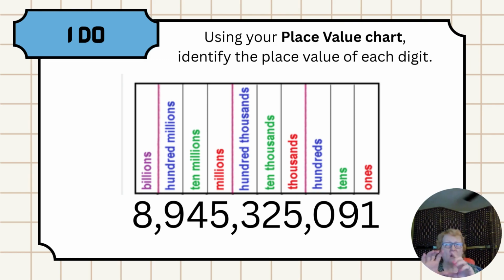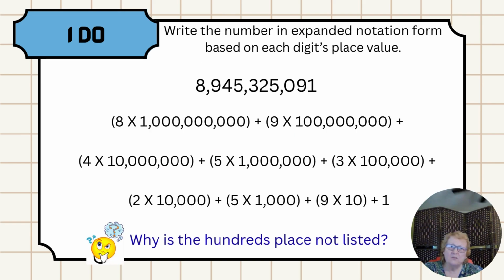All right, so we've drawn out our place value chart. We can see, according to our chart, what the place value is for each digit. Now that you have identified the place value of each digit in the number using the place value chart, you are ready to write the number in expanded notation form.